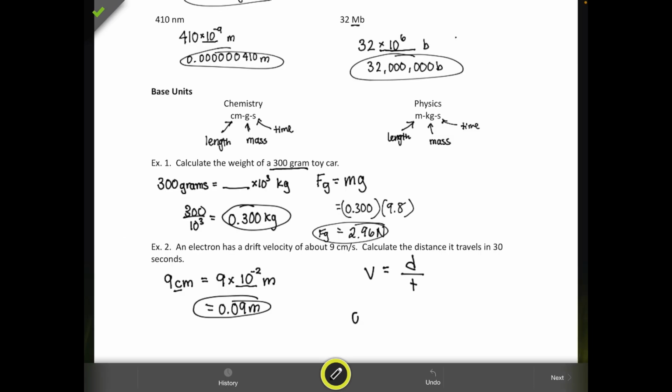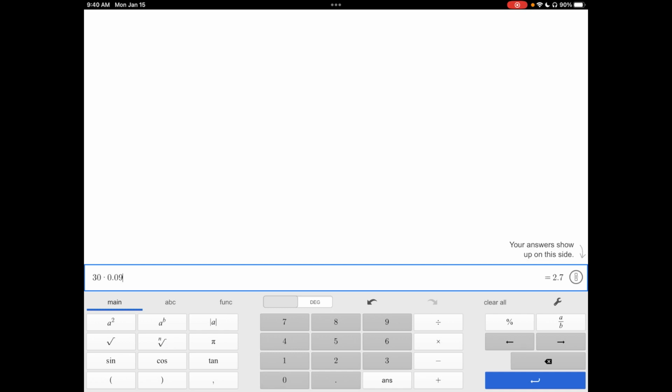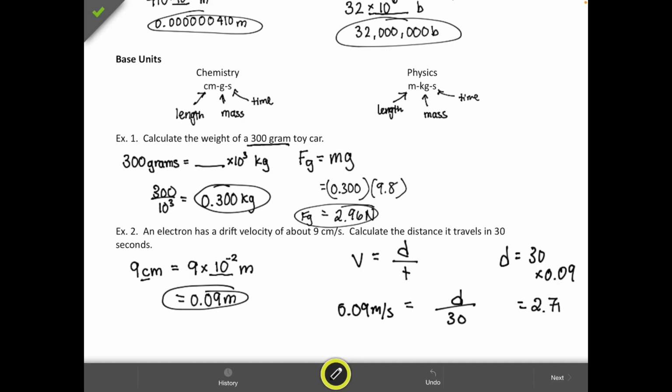So I have my speed on the left, calculating for distance on the right, in 30 seconds. Multiplying 30 on both sides, the distance is 30 times 0.09, or 2.7 meters.